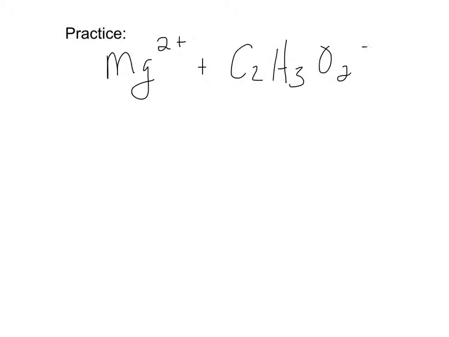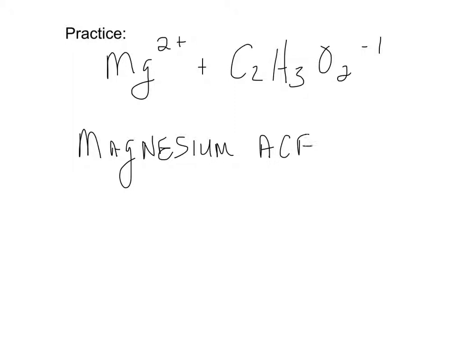So, if we have some practice here, let's take magnesium again, which we know has a 2+ charge. But this time, let's add two acetate. So, this would be called magnesium acetate, because I just take the name of the polyatomic and use it straightforward.